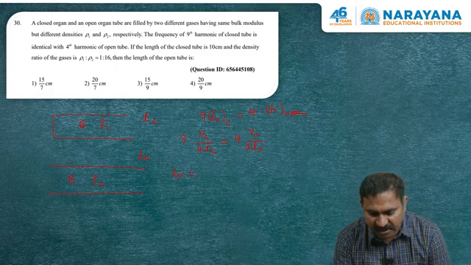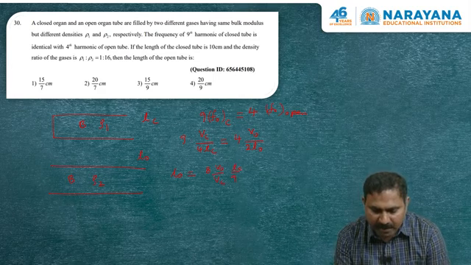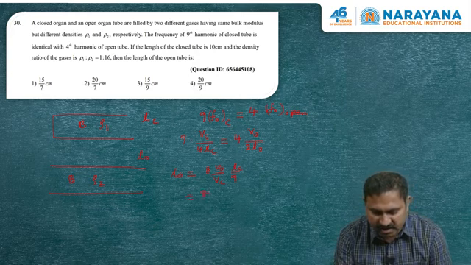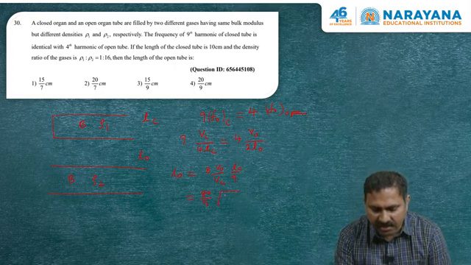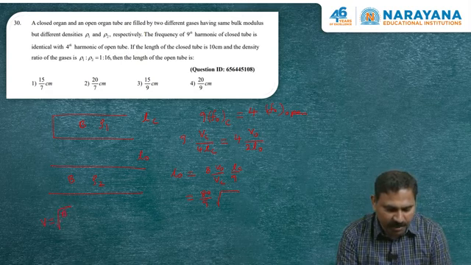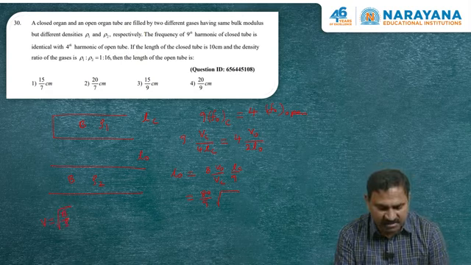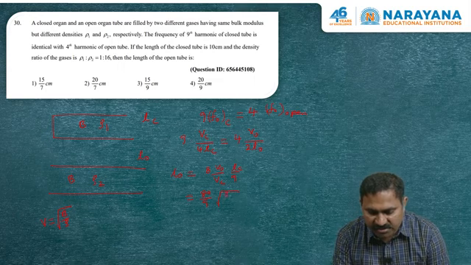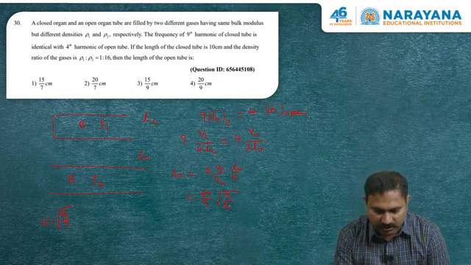So expression for L naught can be rewritten as 8 times of V naught by Vc into Lc by 9. Lc is given as 10, so this is 80 by 9 in centimeters. V naught by Vc can be written as square root of, as speed of sound in gaseous medium is square root of B by rho, and bulk modulus is given same for both the gases. So it is inversely proportional to densities. V naught by Vc will be square root of rho C by rho naught.